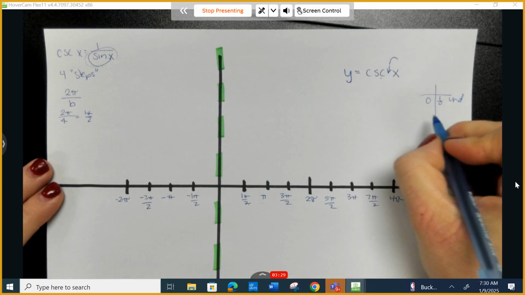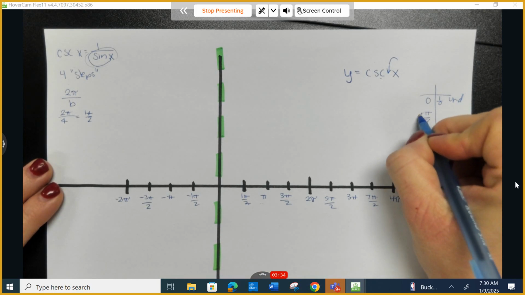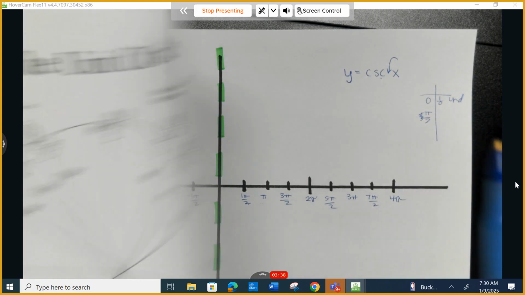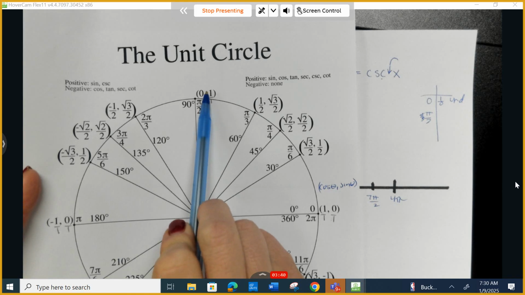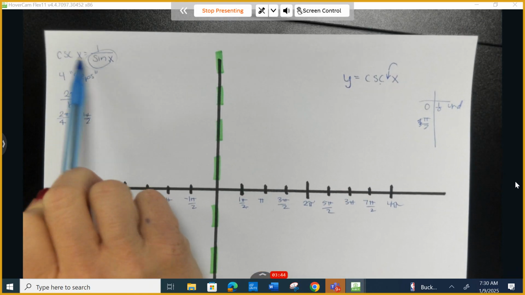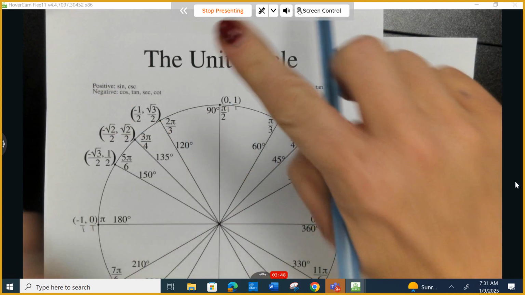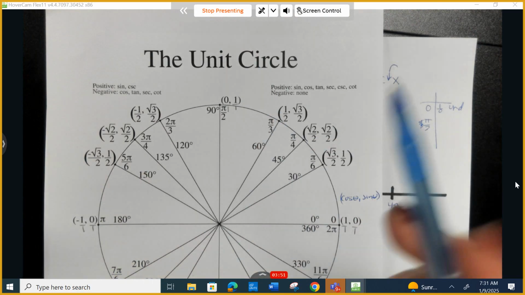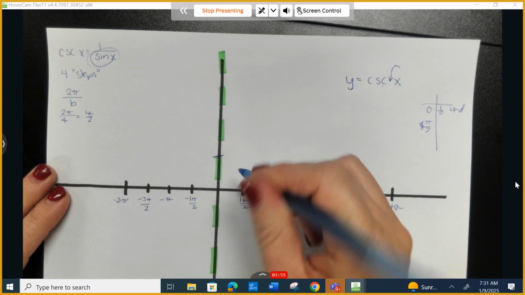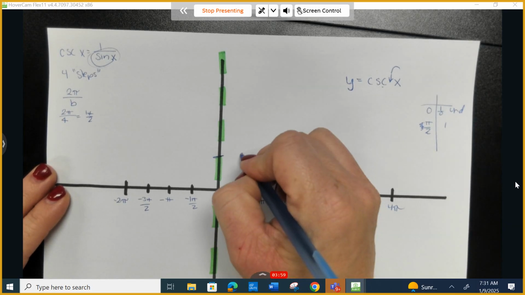My next input value will be 1 pi over 2. Okay, so let's go to 1 pi over 2. Here's 1 pi over 2. It's 1 over 1. But I don't want the sine, I want the reciprocal of the sine. So if I take 1 over 1 and take the reciprocal, which just means I flip, the top goes to the bottom, the bottom goes to the top, I still get 1. So when my input is pi over 2, my output is 1.